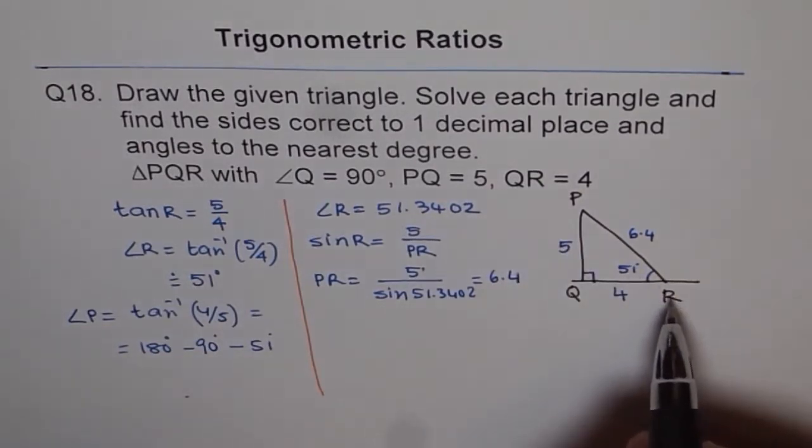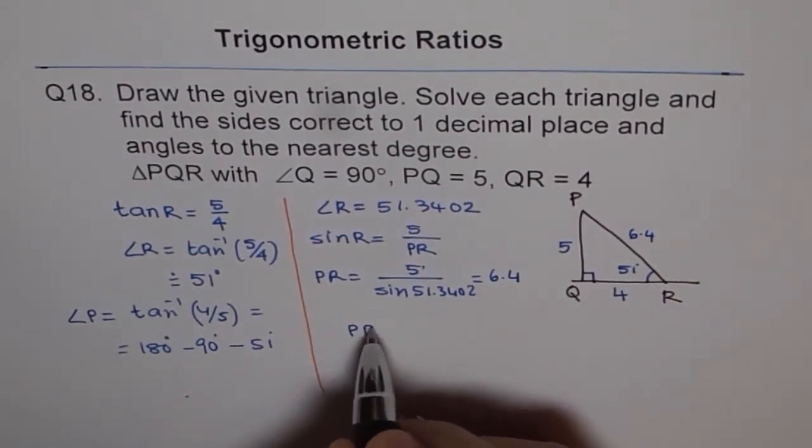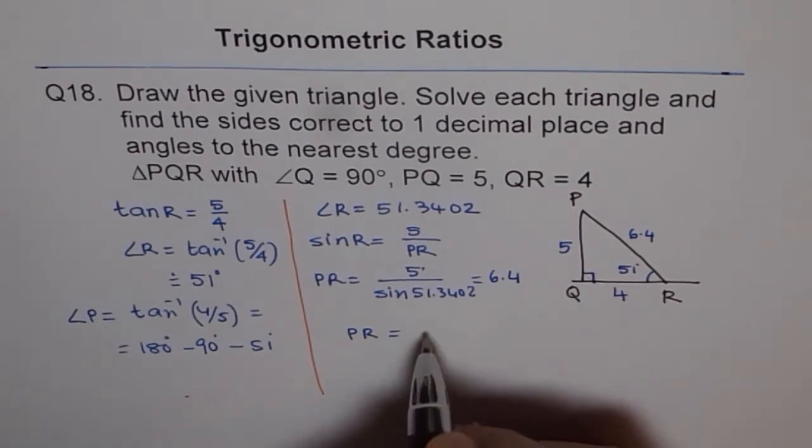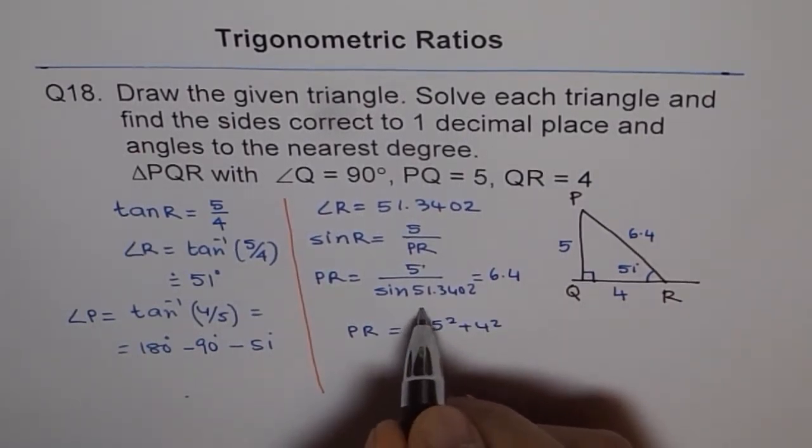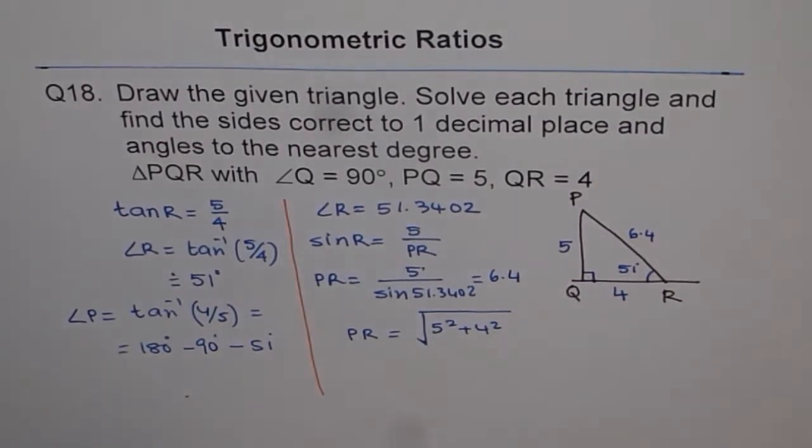Alternate way to find PR was, of course, you could use the Pythagorean theorem, which is 5 squared plus 4 squared, square root, and get your answer. So this is how you can solve a given triangle using trigonometry, or you can use the Pythagorean theorem also. Since we are doing trigonometric ratios, I'll encourage you to solve the problem using trigonometric ratios.